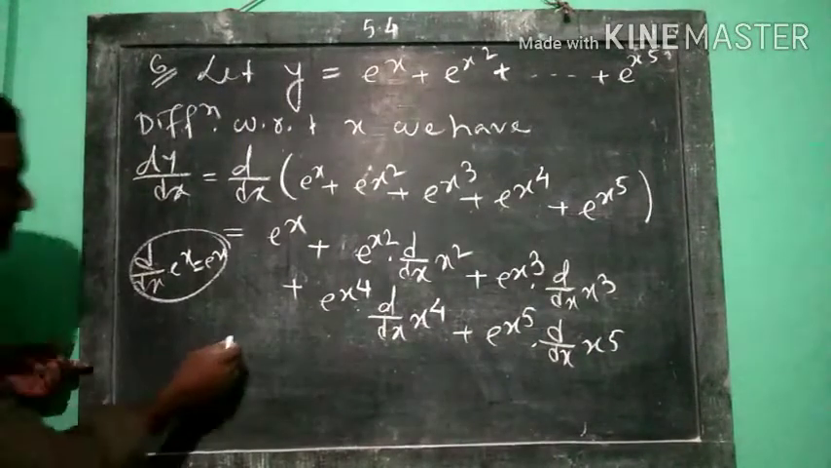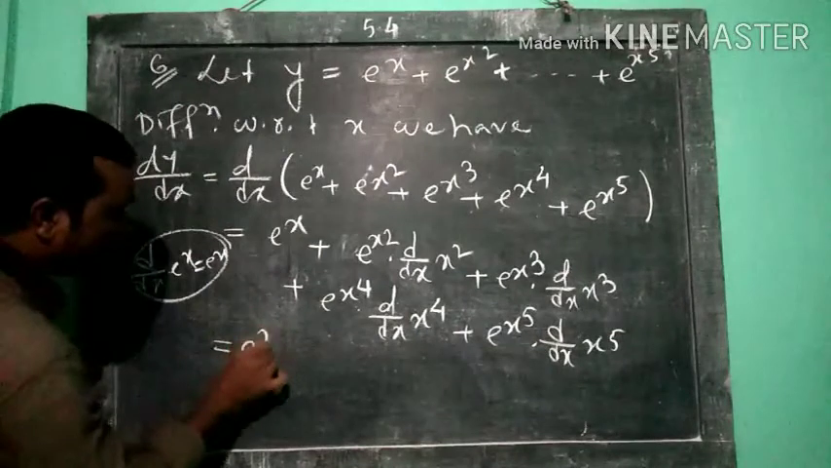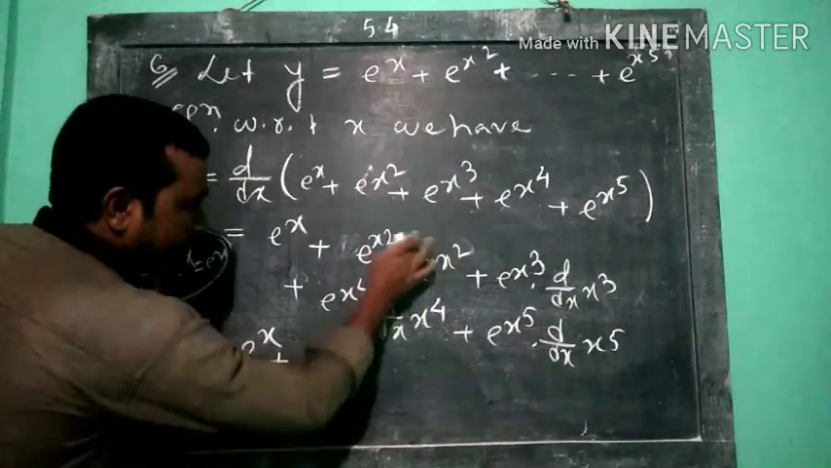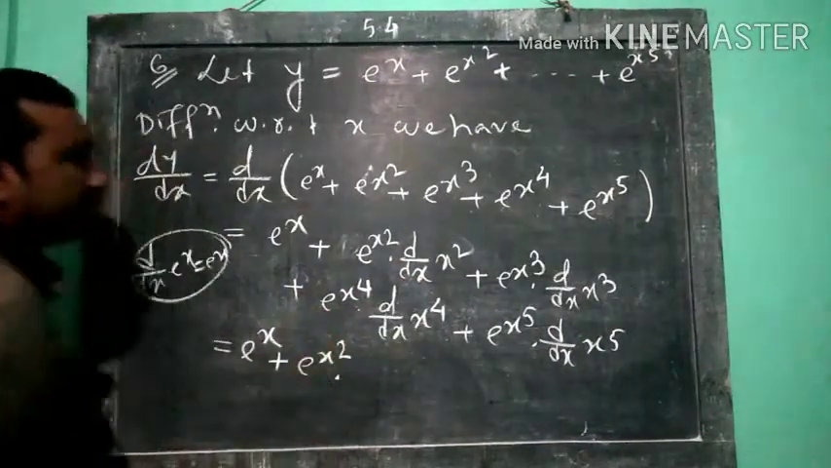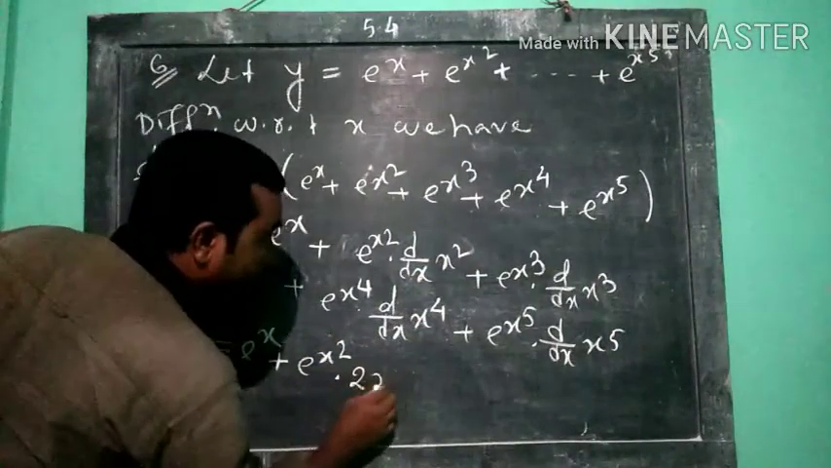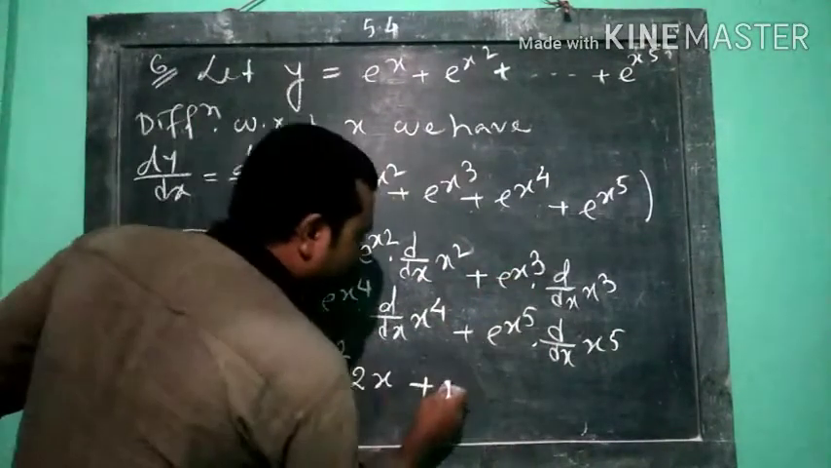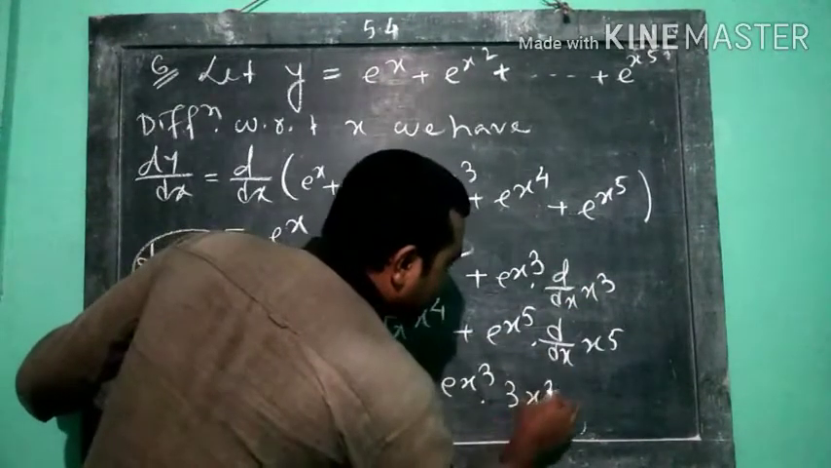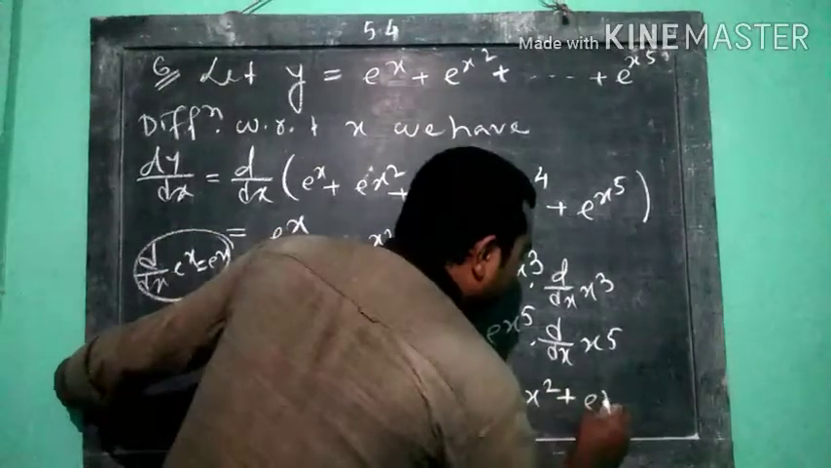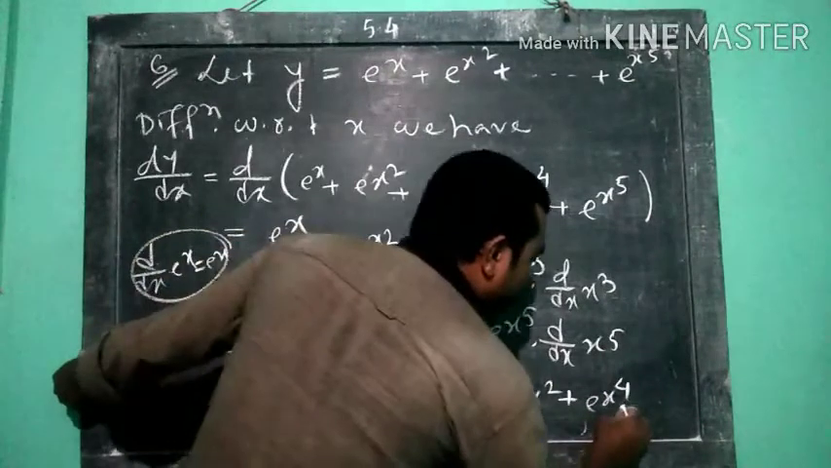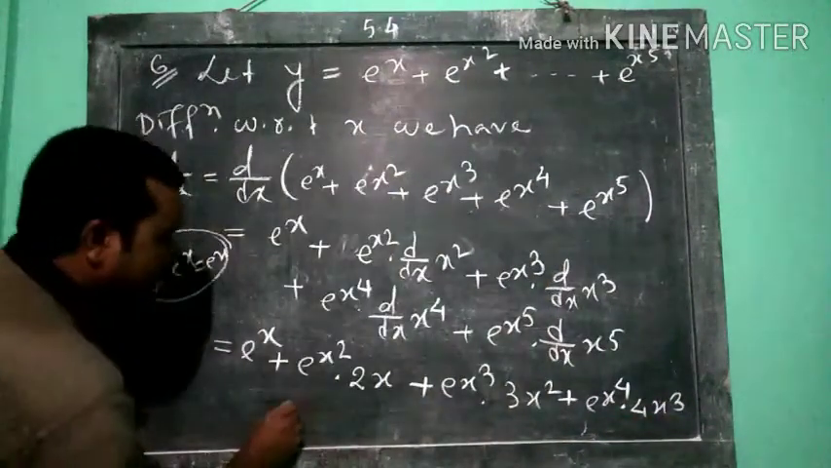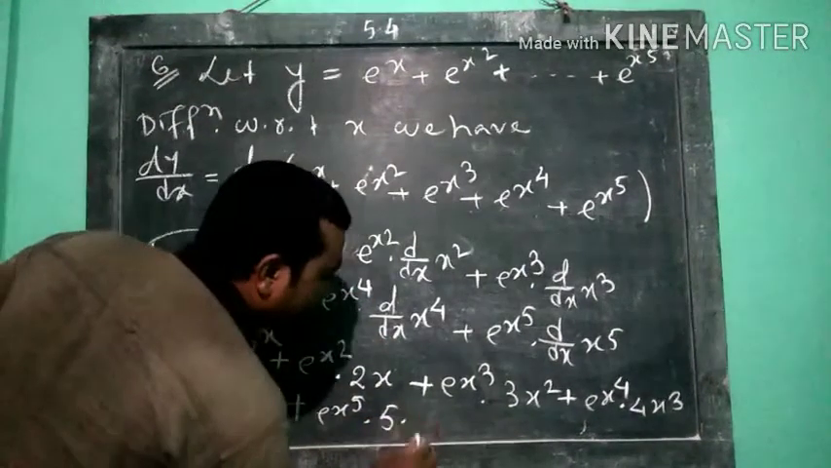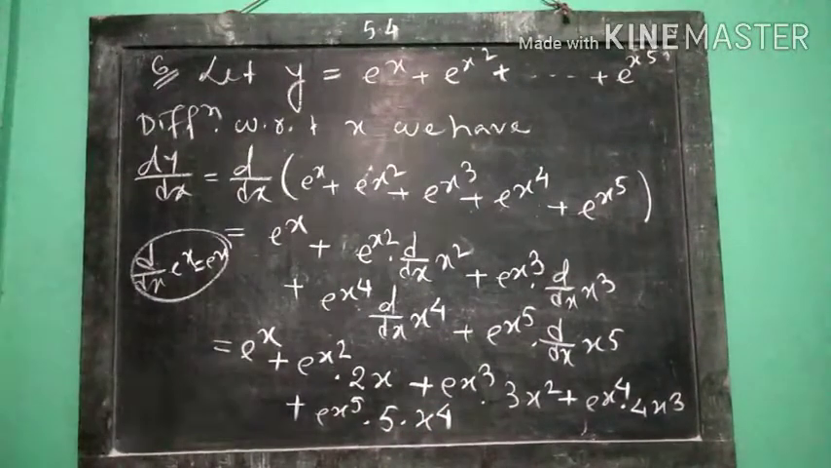This is equal to what? This is equal to e to the power x plus, if we differentiate this, e to the power x square into the coefficient 2x, plus e to the power x cube into, if we differentiate this, 3x square, plus e to the power x to the power 4 into 4x cube, plus e to the power x to the power 5 into 5, the coefficient, into x to the power 4. This is the answer.